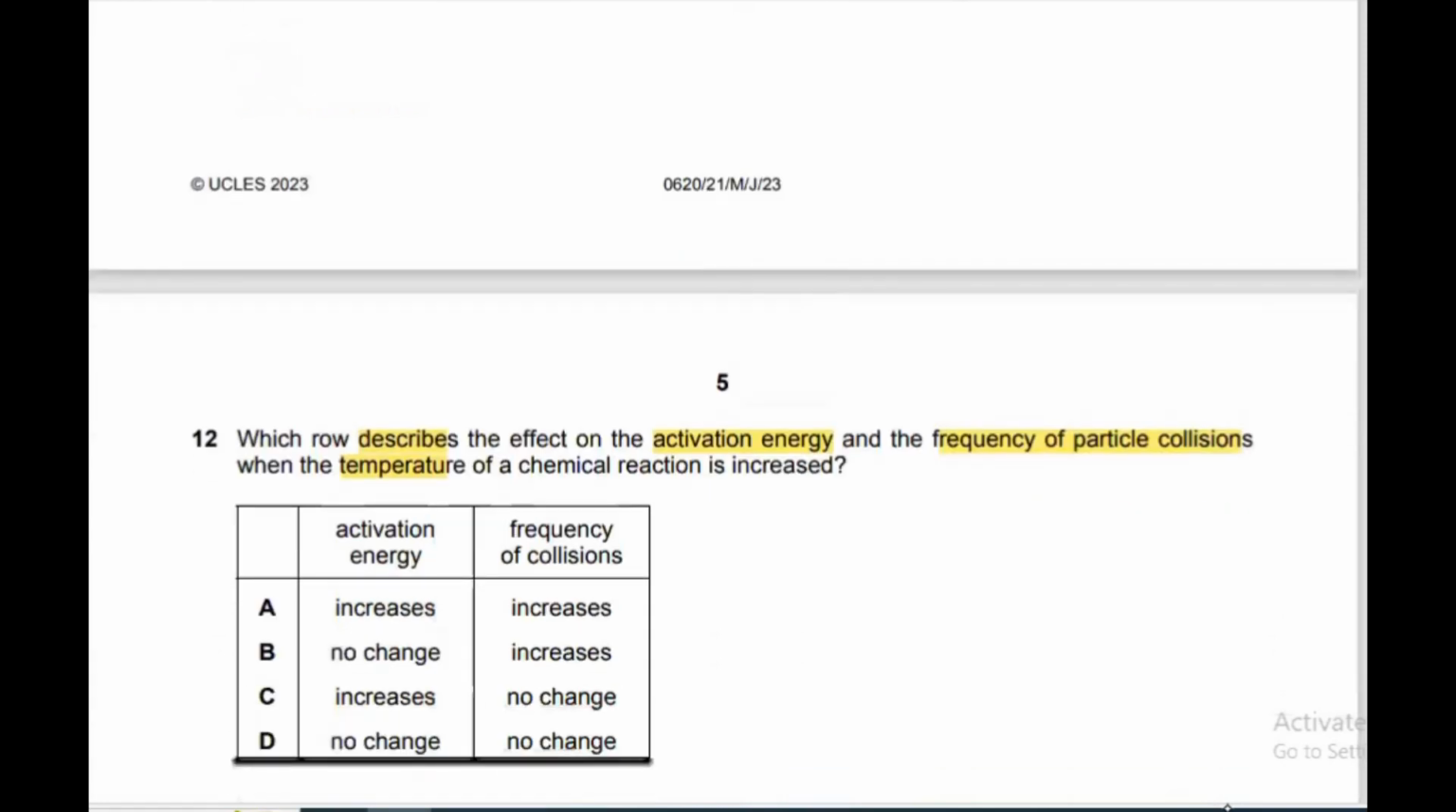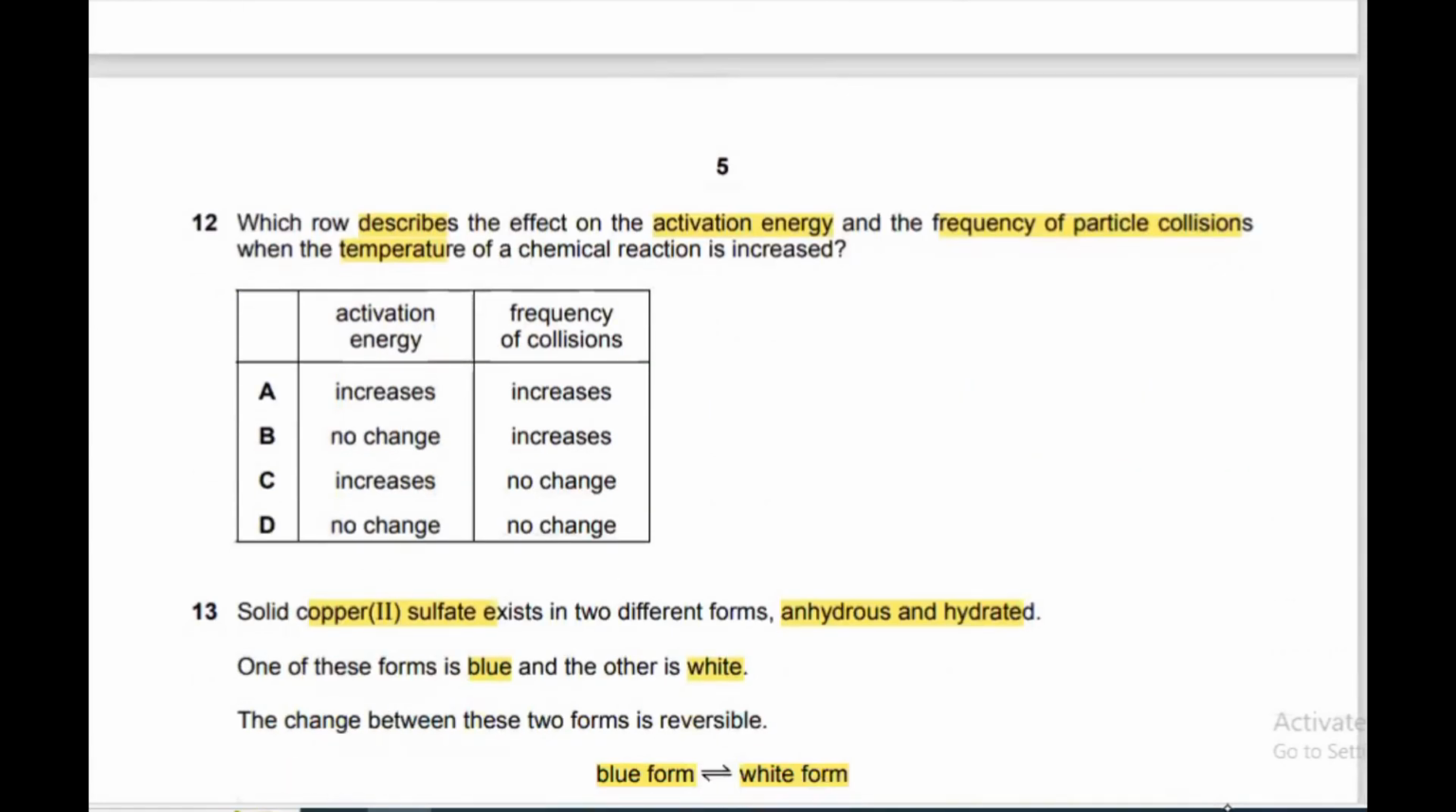Let's move to the next part. Which row describes the effect on the activation energy and the frequency of particle collisions when the temperature of a chemical reaction is increased?